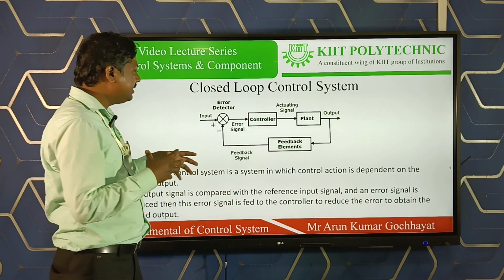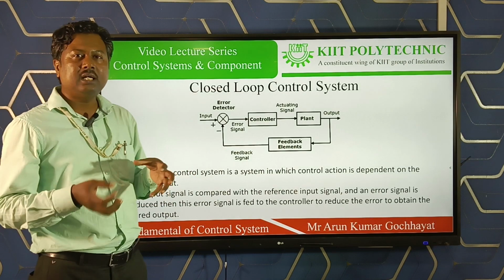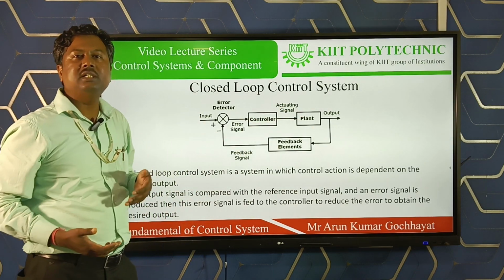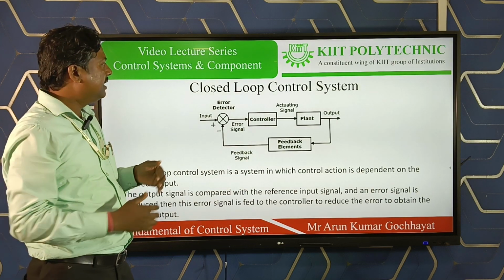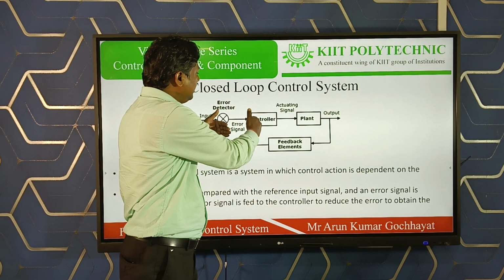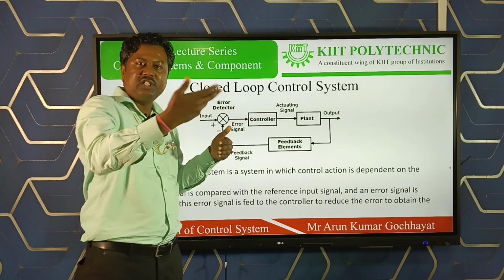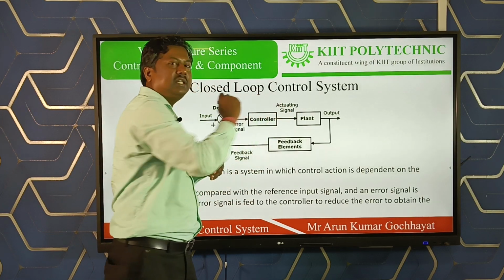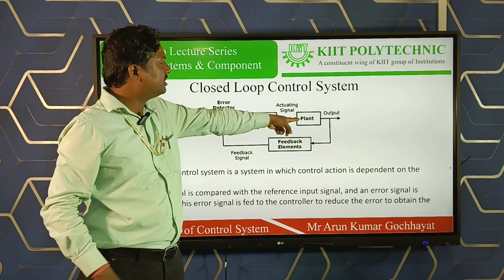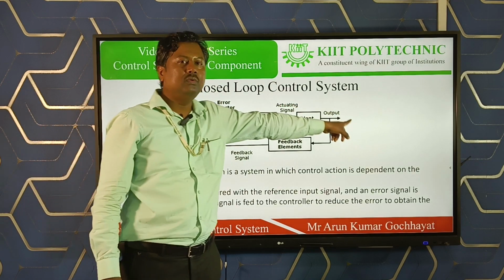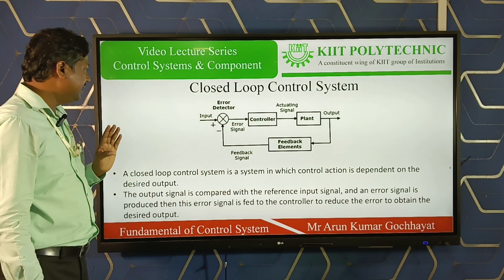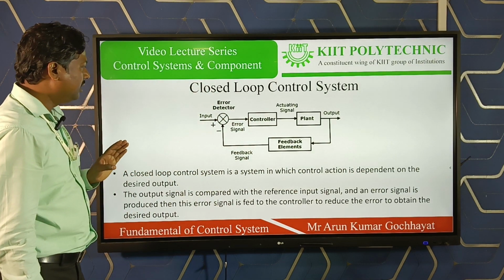Now the detector compares the actual input to the feedback input, then it produces an error signal. With the change in error signal, a change in the actuating signal occurs, so that we can change the process and get our desired output. That can happen in the case of a closed loop control system.